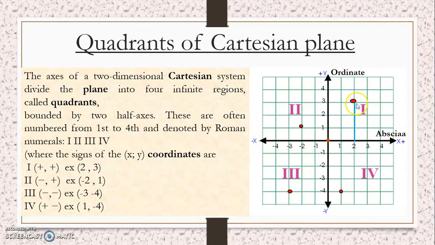2 from the x-axis and 3 from the y-axis. This is the y-axis and both are positive, so the point will lie in the first quadrant. Similarly, the next point is minus 2 and 1. This minus 2 will lie in the second quadrant, and 1 is positive from the y-axis, so it will come in the second quadrant.